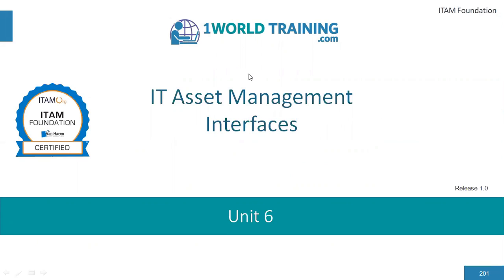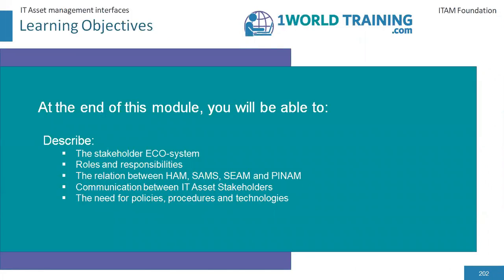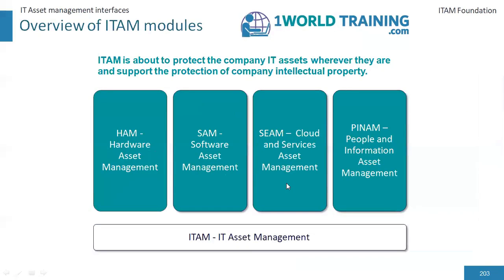And this is the last topic, and it is going to talk about the interfaces. So it's a very simple one, not a very complex one like the other ones. It all talks about the interfaces we have with IT asset management. At the end of this module, you'll be able to describe the ecosystem, which we've been discussing, and then the roles and responsibilities, the relation between HAM, SAM, services, cloud asset management, and people information asset management. And then the communication between IT asset stakeholders, the need for policies, procedures, and technologies.